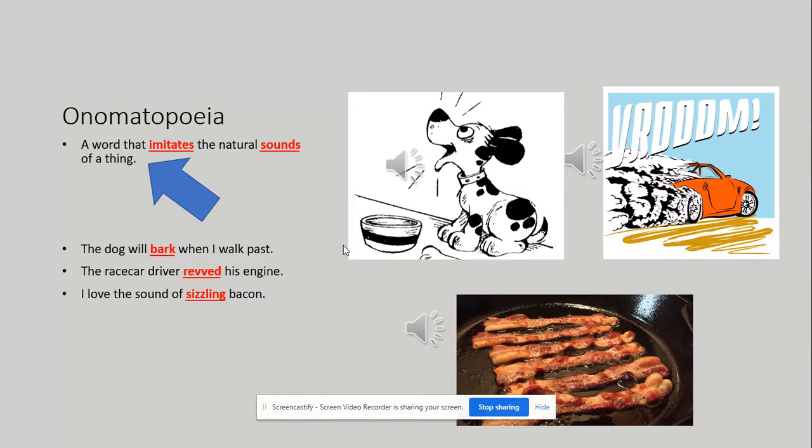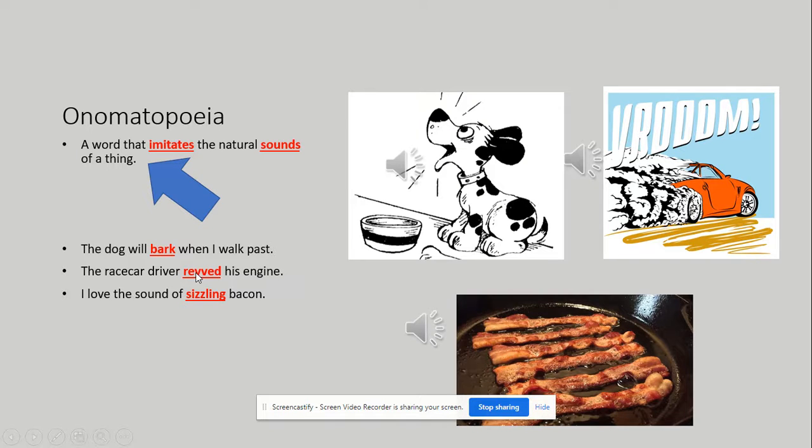The next example is my favorite example, onomatopoeia. Not only is it a fun word to say, but you can get some great sounds from onomatopoeia. It is a word that imitates the natural sounds of a thing. You will be writing in the words imitates and sounds. So let's look at some of the examples. The dog will bark when I walk past. So the word bark is an example of an onomatopoeia because it is a sound word.